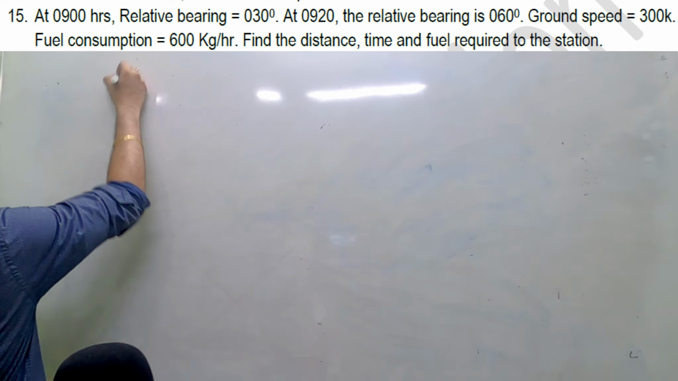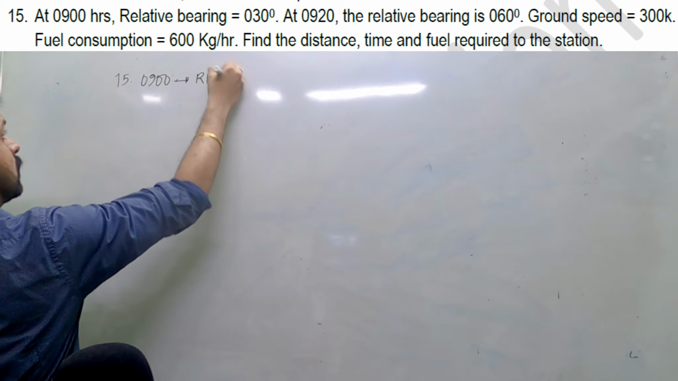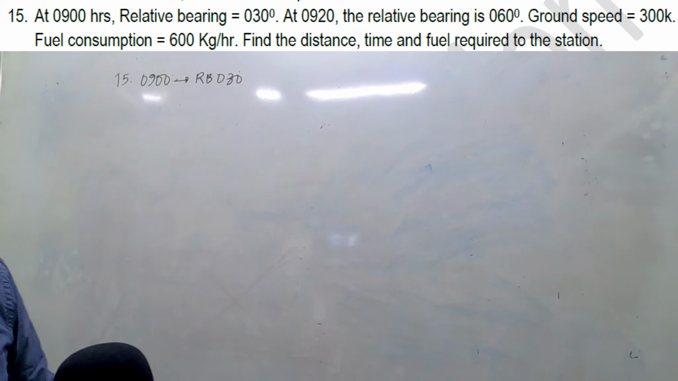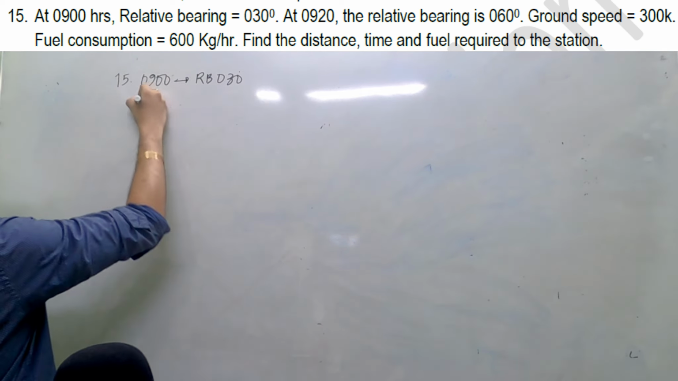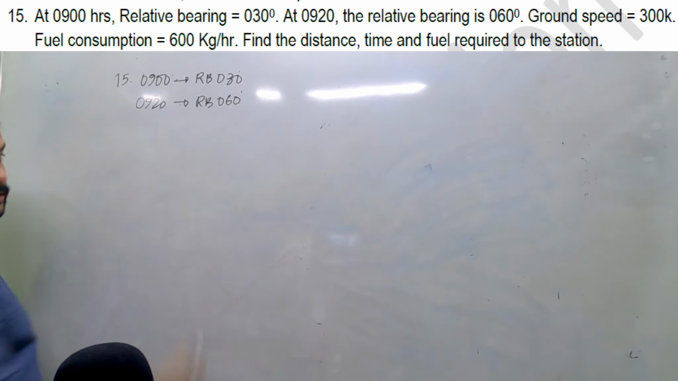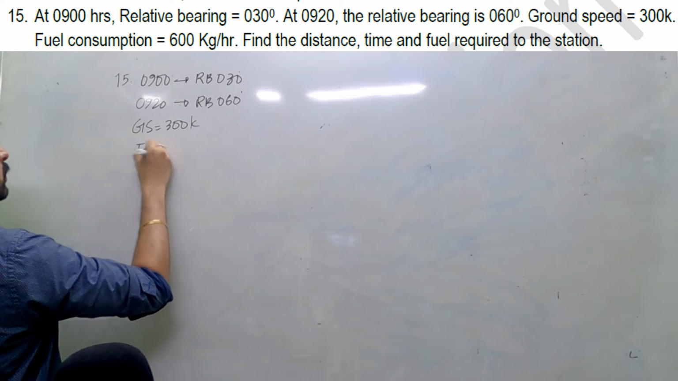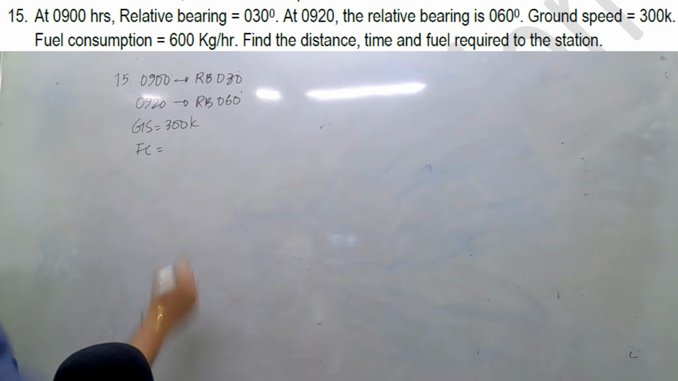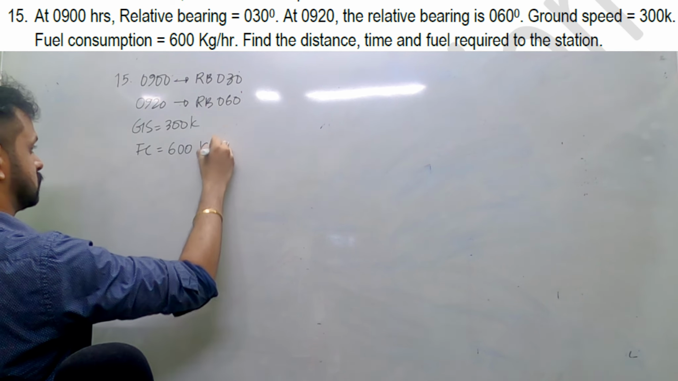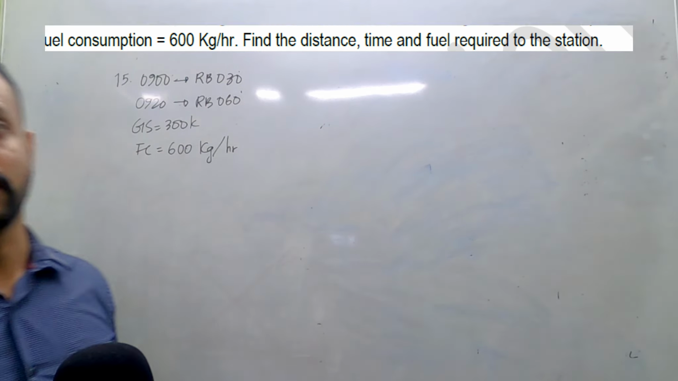So, question number 15. At 0900 hours, the relative bearing is 030 degrees. And at 0920 hours, the relative bearing is 060 degrees. Ground speed is 300 knots. Fuel consumption is 600 kilograms per hour. Again, you have to find distance, time, and fuel required to the station from the closest point of approach.